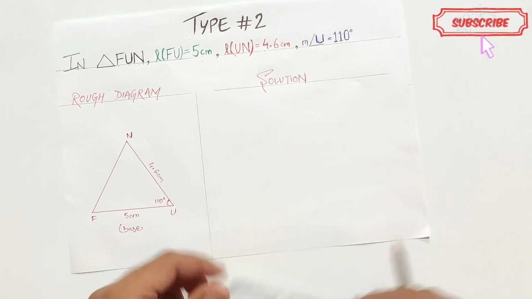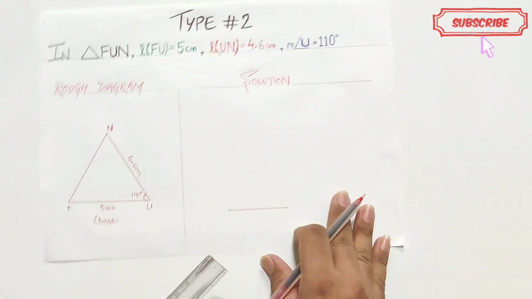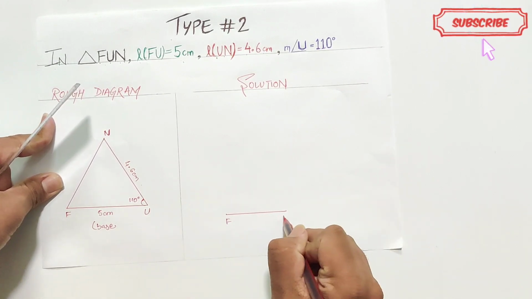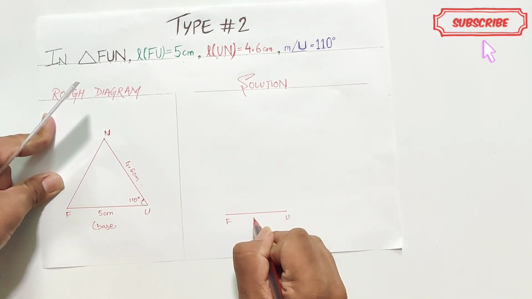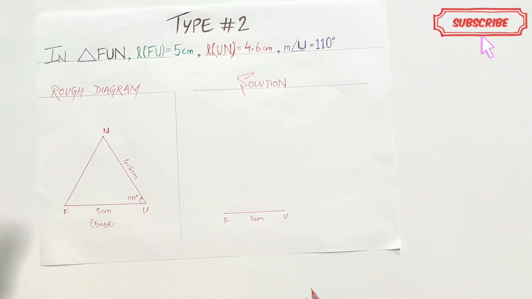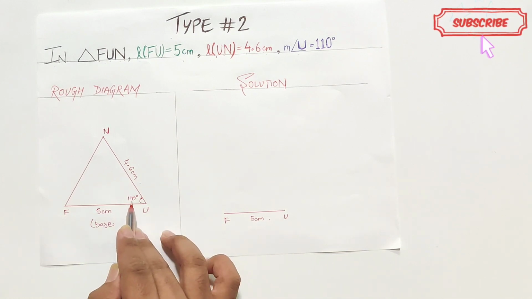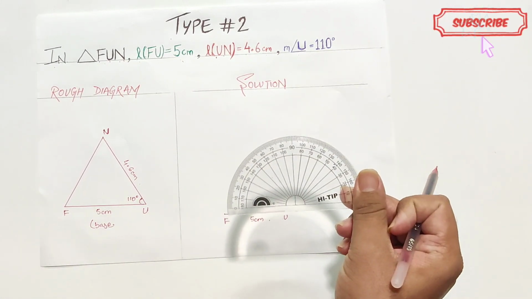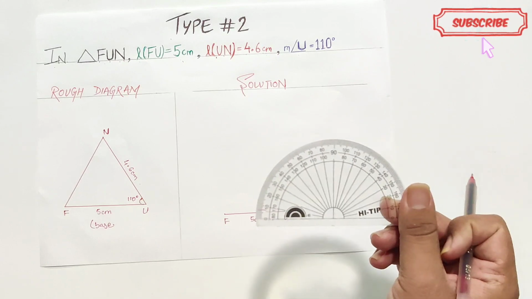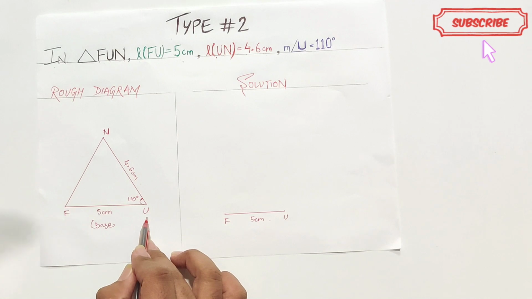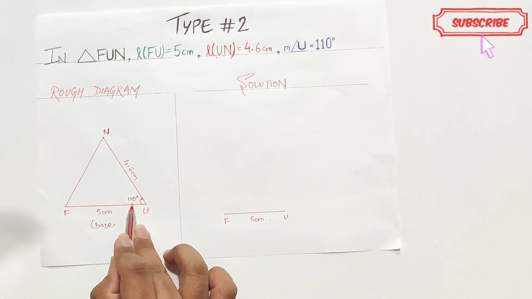So let's draw the base first. It is of 5 cm. Done drawing the base. Let's label it FU, and the length of it, that is 5 cm. Now as we need to take the measure of angle, that is 110 degrees, we need to use the protractor. So now we need to keep it on point U and measure an angle of 110 degrees.